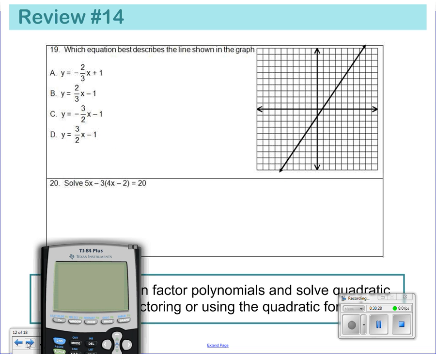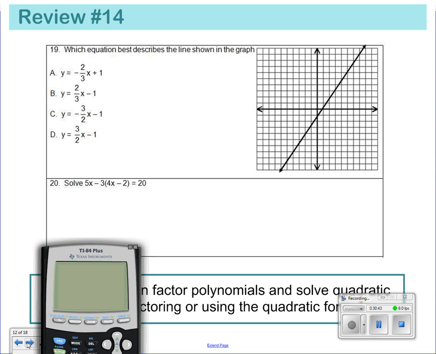We're going to do a few review problems because your test is cumulative. Not only will it be factoring and solving, but it does review our previous work. So this first one says, which equation best describes the line shown in the graph?